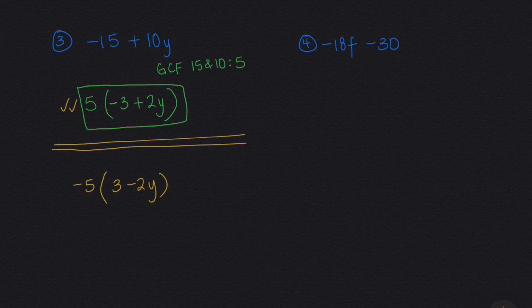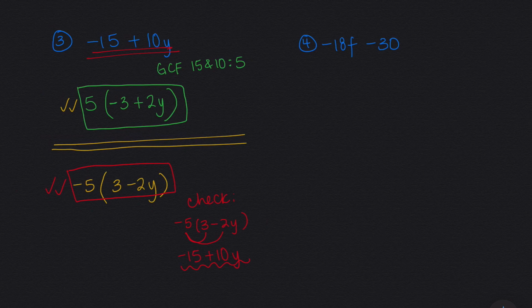We can check to see if we did this correctly. Negative 5 times 3 minus 2y. Again, we use the distributive property. Negative 5 times 3, that gives you negative 15. Negative 5 times negative 2y. Remember, a negative times a negative is a positive, so we write down plus 10y. Once again, if we compare this to the original question, they are exactly the same, meaning that this answer is also correct, and both answers are in factored form.